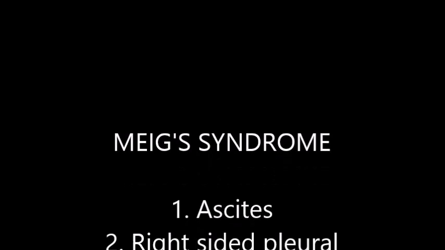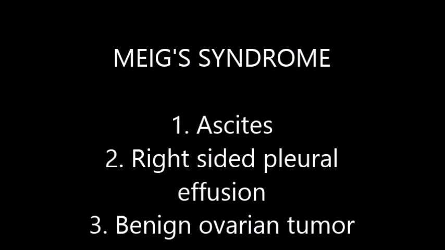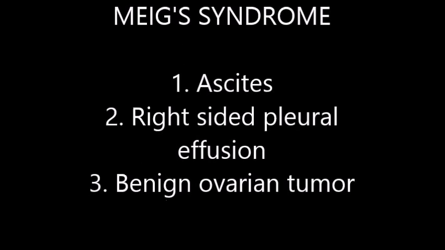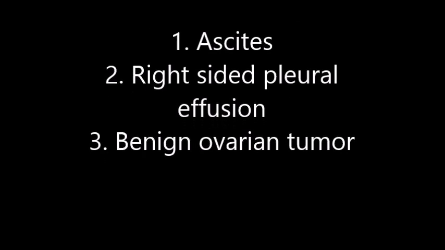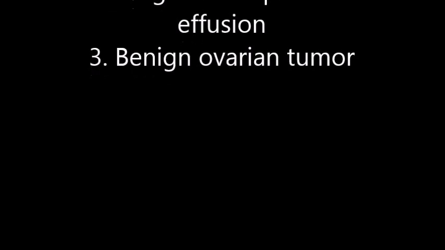Meigs syndrome is classified by ascites, right-sided pleural effusion, and benign ovarian tumor. Please note, ovarian fibromas constitute the majority of the benign tumors seen in Meigs syndrome. However, this is a syndrome diagnosis of exclusion only after ovarian carcinoma is ruled out in the patient.